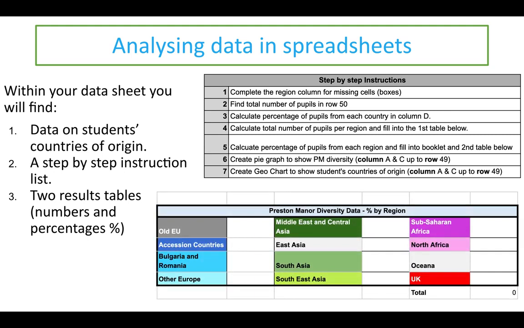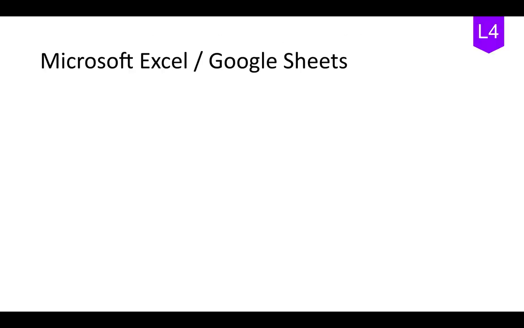The first one is for the numbers, okay, once you've added up where everyone's come from. And the second table is for when you calculate the percentage. So I said at the beginning, percentages were going to be really important, okay? So you're going to calculate the percentages by region of where our students come from. So before we get any further, let's have a think about Microsoft Excel and Google Sheets.